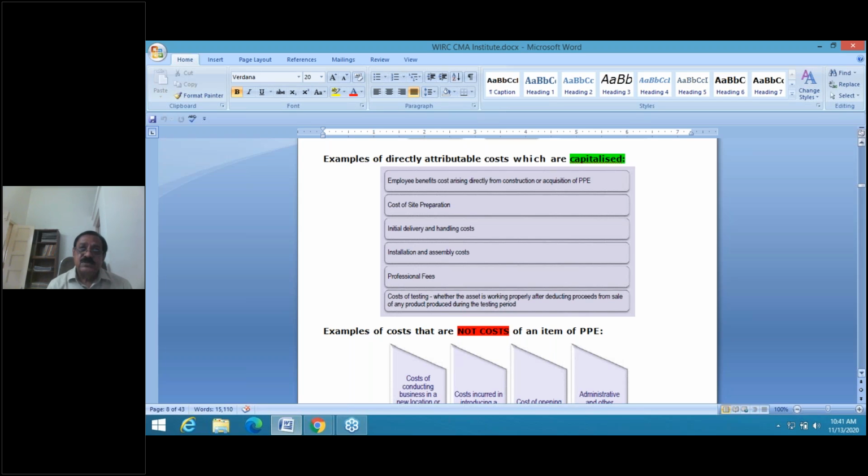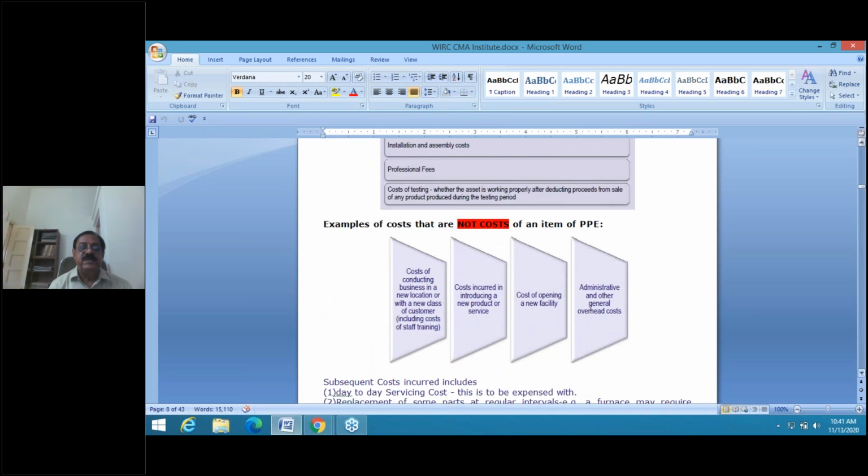However, because of the trial run production, you produce some goods and they are sold in the market, then the sales value realized from sale of these goods, trial run production goods, will be deducted from the trial run cost, and net amount will be added to the cost of your asset. So these are some expenses which are to be added.